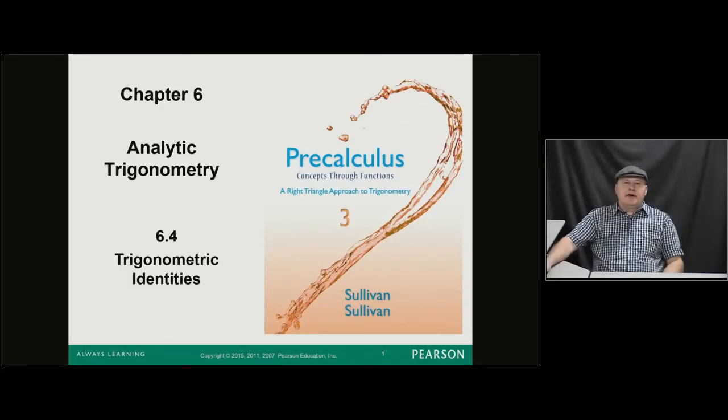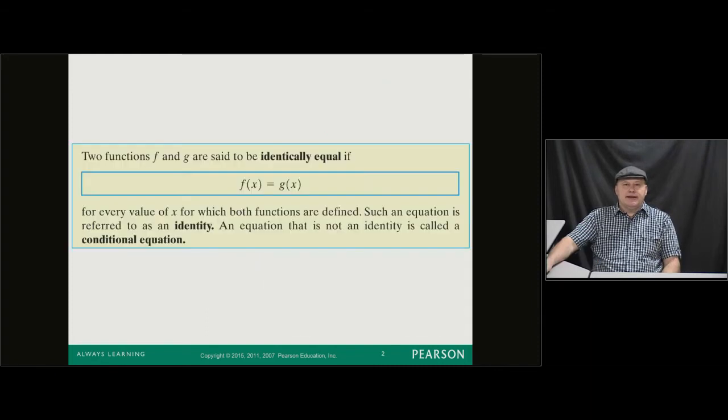Okay, here we are. We're going to continue our topic of analytical trigonometry, and we're going to discuss trig identities in this section. Our main discussion will be about what is an identity, and we're going to review some of the fundamental identities before we begin our main topic. So let's begin. So what is an identity?